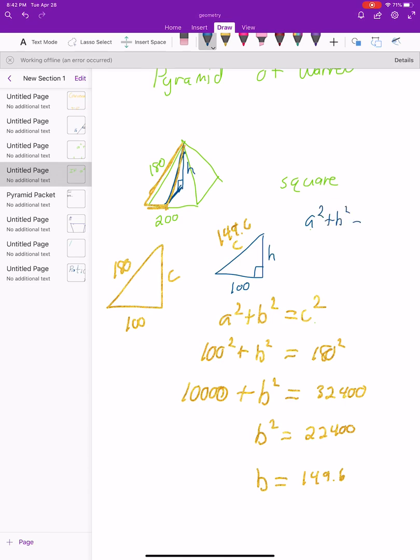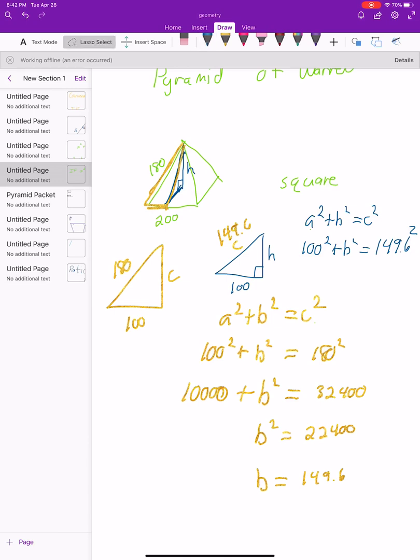Man, this is a lot of work to come up with this height of this pyramid of Warren, but someday when you're out in Warren, you can look around for it and see if you can see it. You can say, hey, I know how tall that is. All right, so here we go.